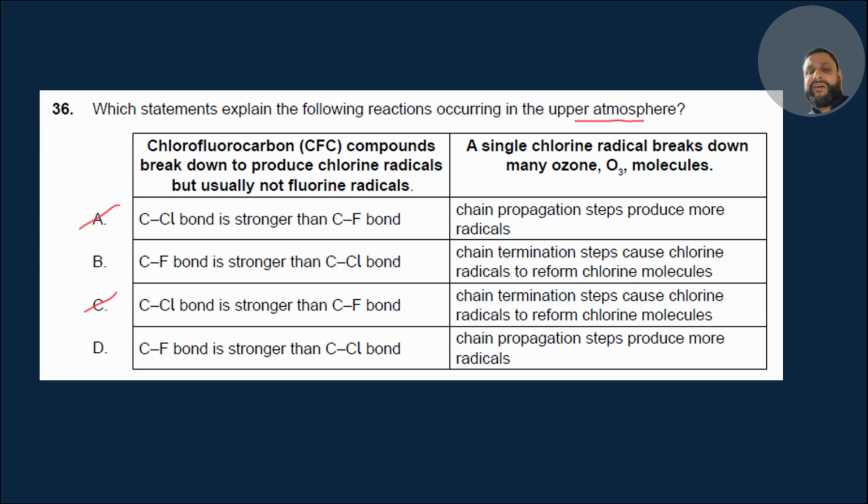And let's go to D now. So the chain propagation step produces more radicals. Yes, during propagation, more Cl free radicals are produced in the second step of propagation, and this reaction continues and causes ozone depletion. Hence, D is the correct answer.